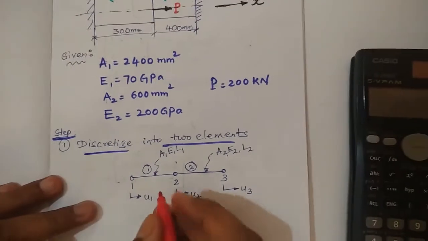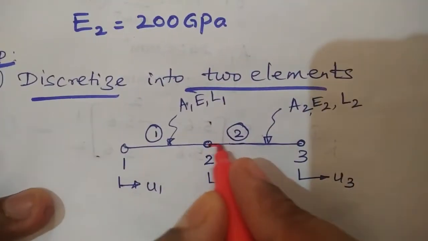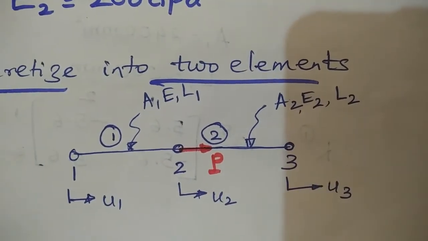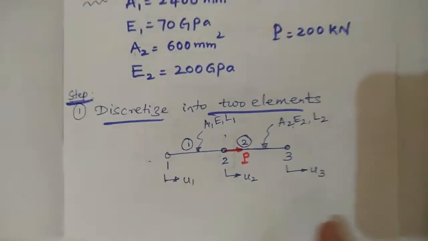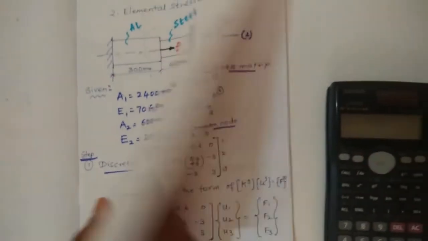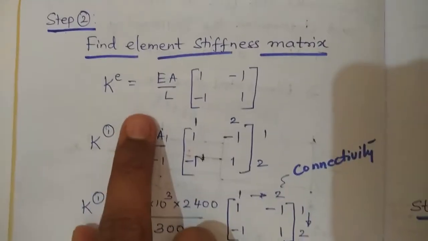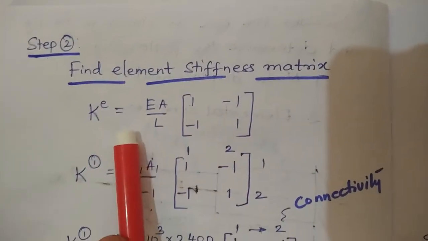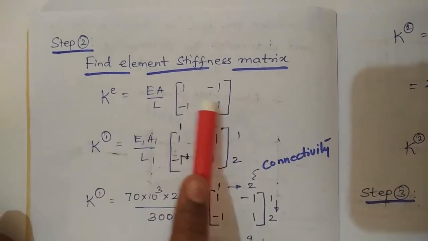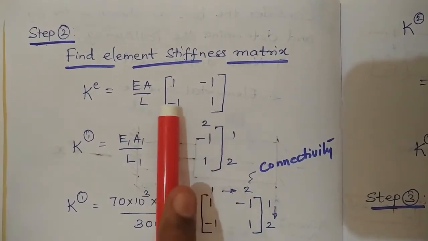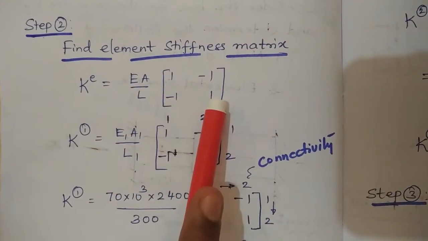Have a look into it. Here at the element 2 you have P. The load is applied at P in the positive x direction. Okay, guys. Now in the step number 2, find the element stiffness matrix. Okay, this is general stiffness matrix you have just now derived in the previous sessions of the lecture. A by L, 1 minus 1 minus 1 1.